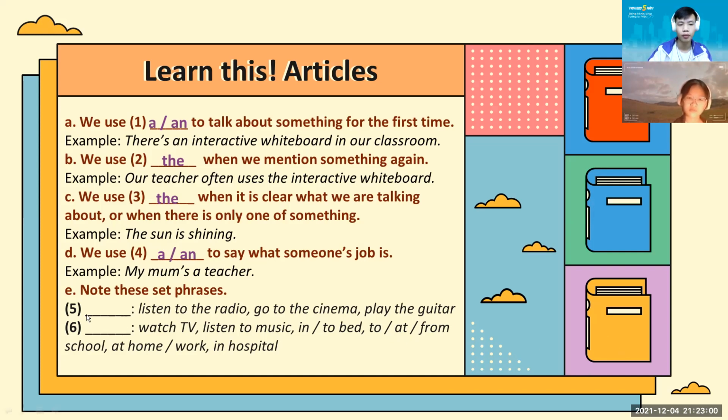Number five, there is six. There is an or a. Nothing. No, nothing here. Alright.